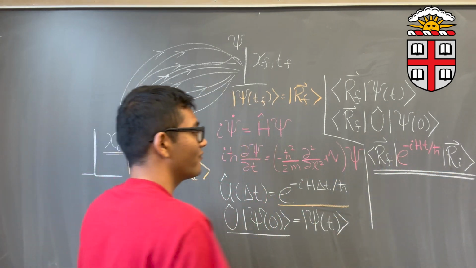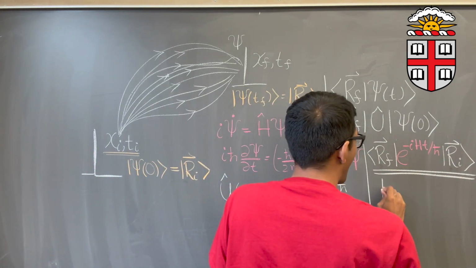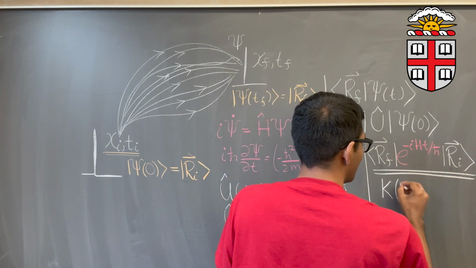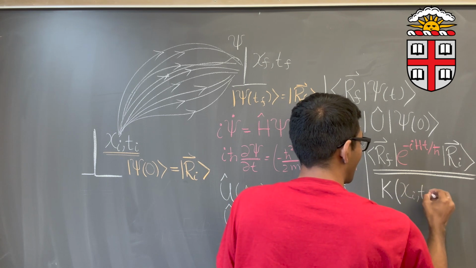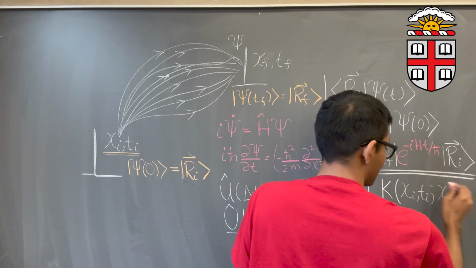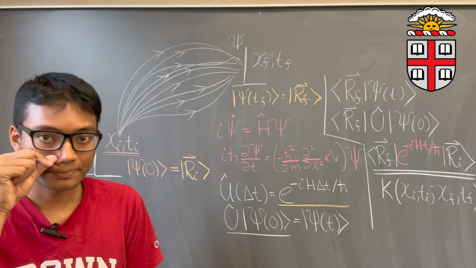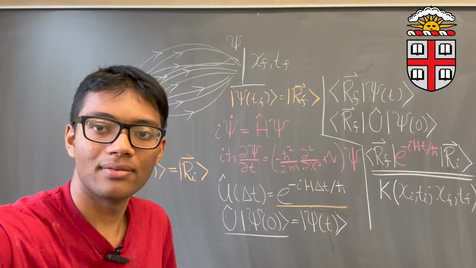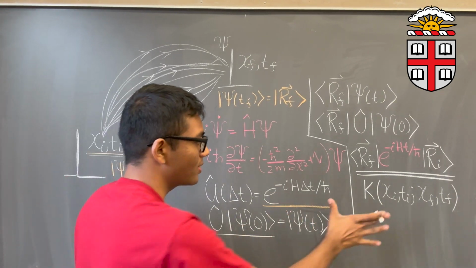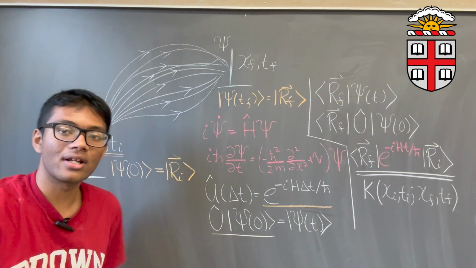And this inner product is important enough to get its own name. This right here is the propagator. We call it K. The propagator starts from some initial position, x sub i, initial time, t sub i, and goes forward to some final position, x sub f, at some final time, t sub f. So that right there, let me move the camera slightly, that right there is the propagator. It tells us how much of the electron survives from the initial position to reach this final position.